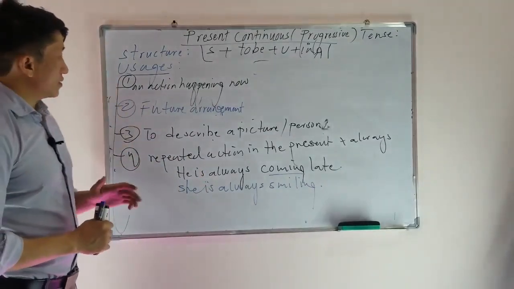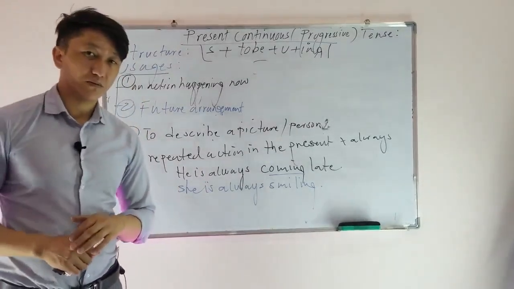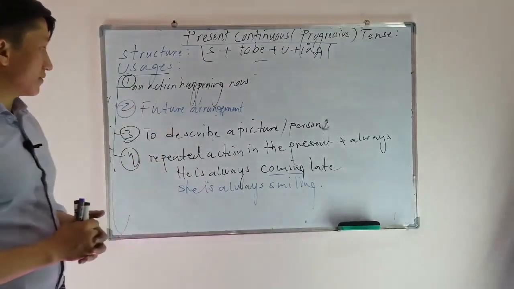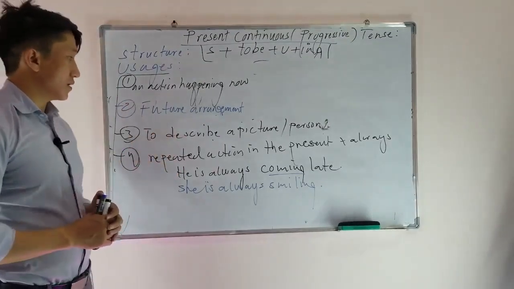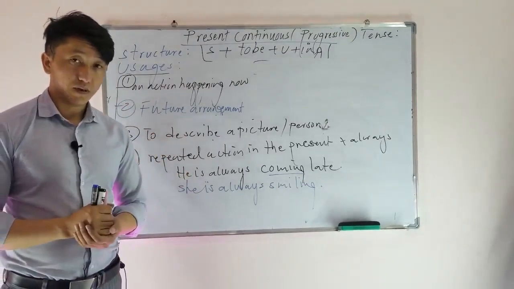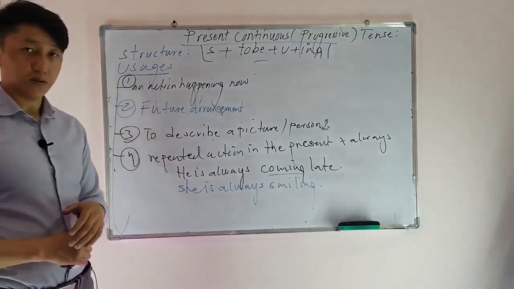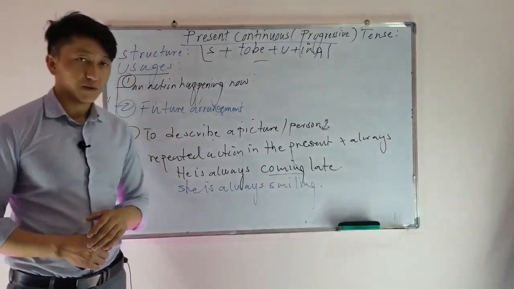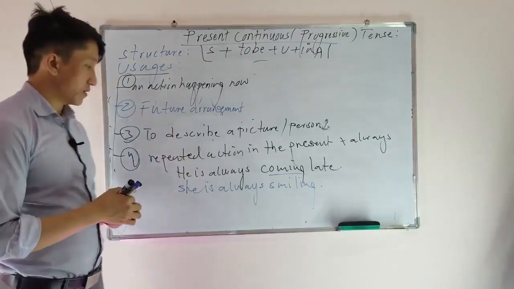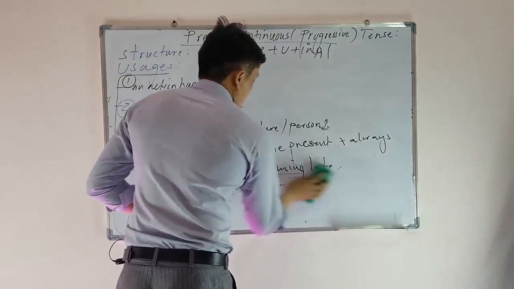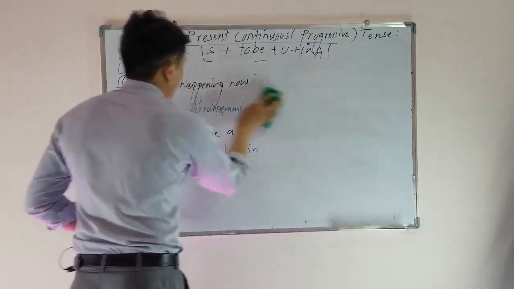So these are the usages of present continuous tense. First of all, it talks about an action that is happening at the moment of speaking, or right now. And the second usage, it talks about future arrangement, or we can say planned future. And the other usage, it talks about to describe a picture or a person. If you want to talk about physical appearance or the picture, we have to use present continuous tense. And number 4, it talks about the repeated action in the present tense. If you want to talk about the repeated action in the present tense, we have to use present continuous tense. So these are the usages of present continuous tense.